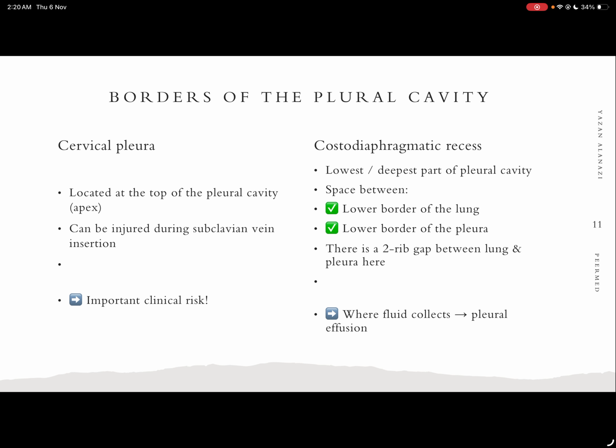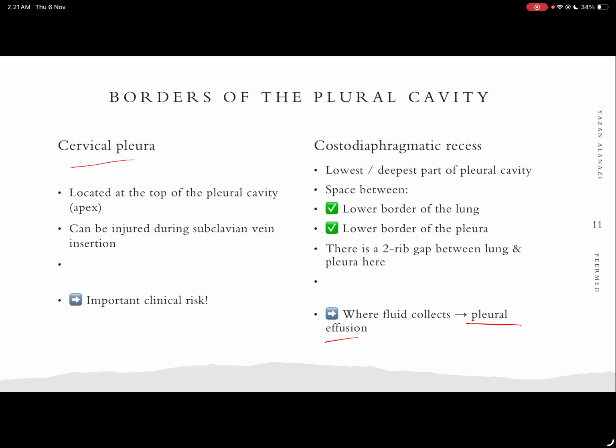Okay, the borders of the pleural cavity. We have two borders, the cervical pleura and the costodiaphragmatic recess that we just explained. Okay, we know what the costodiaphragmatic recess is. It's the place where fluid collects, so we can expand the lung when we breathe hard. But it has one of the clinical problems. The fluid that collects can cause pleural effusion. That is the clinical point.